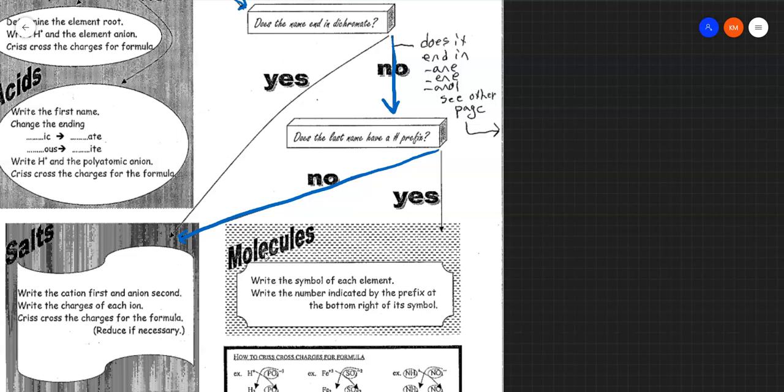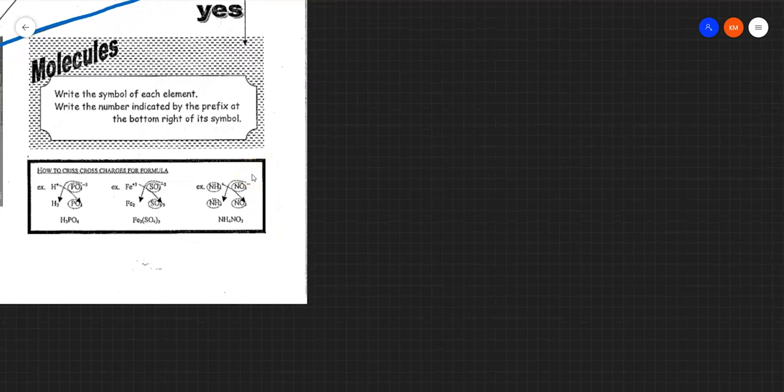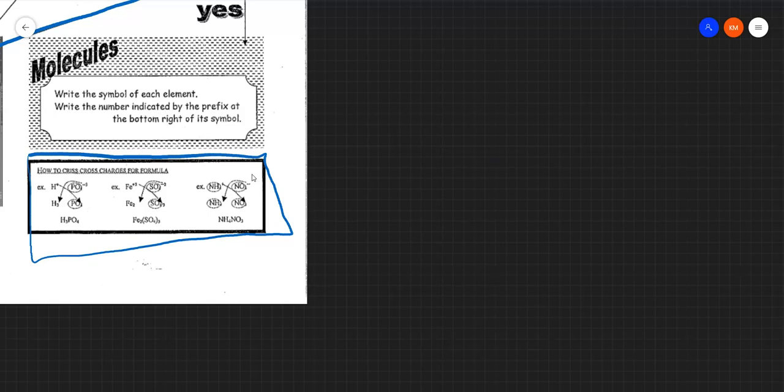So it says first write the cation and anion second. Write the charges of each ion. Crisscross the charges for the formula. Reduce if necessary. So I'm going to come down here and look at this right here, because this tells me how to crisscross. Okay, so it's chromium 2 chloride.